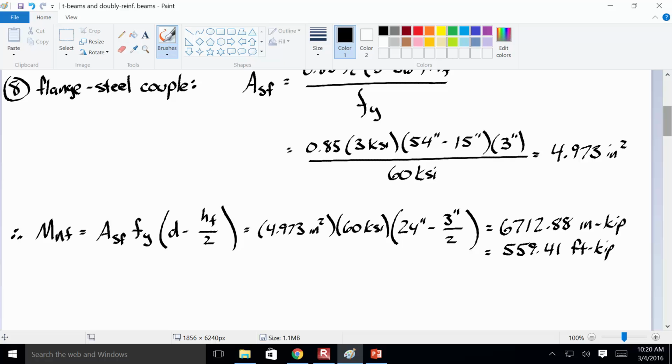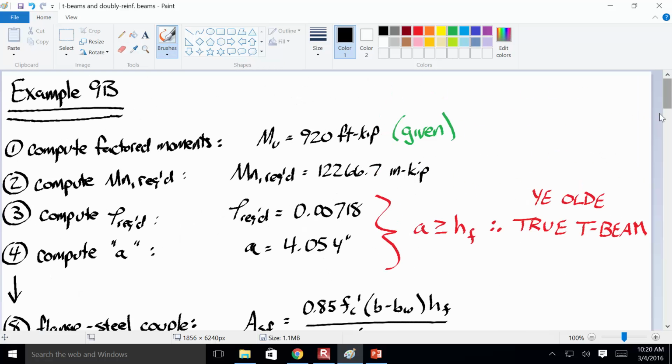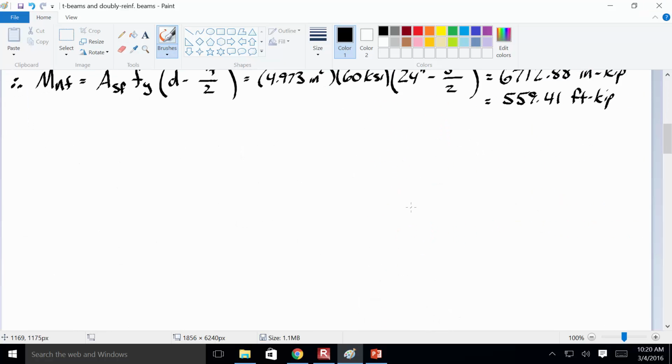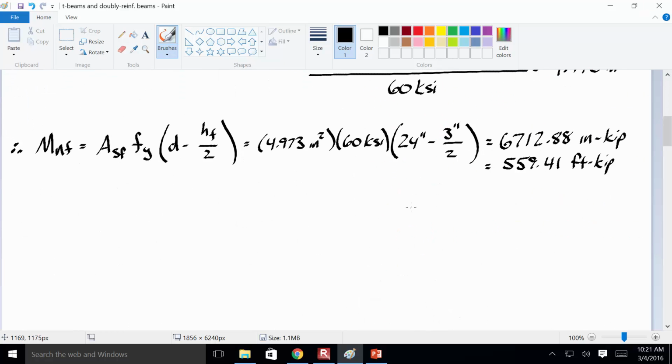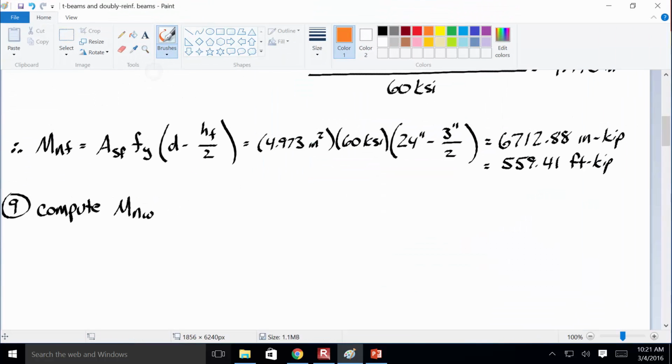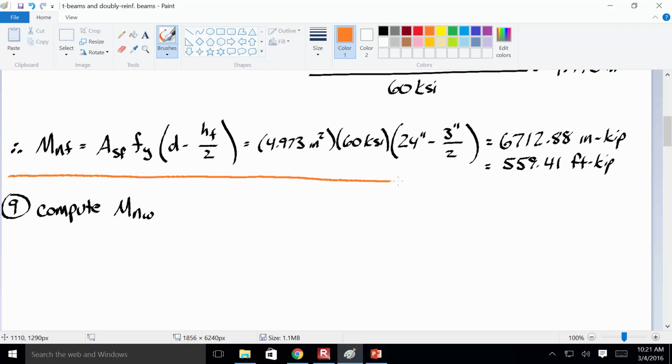Now that's not enough. The beam is subjected to what? The beam is subjected to 920 foot kips. So I need more capacity. Okay? How do I get that capacity? I need to determine how much capacity I need from the web. Okay? So therefore, step 9, compute Mnw. Maybe I'll use orange, to sort of split my steps up.